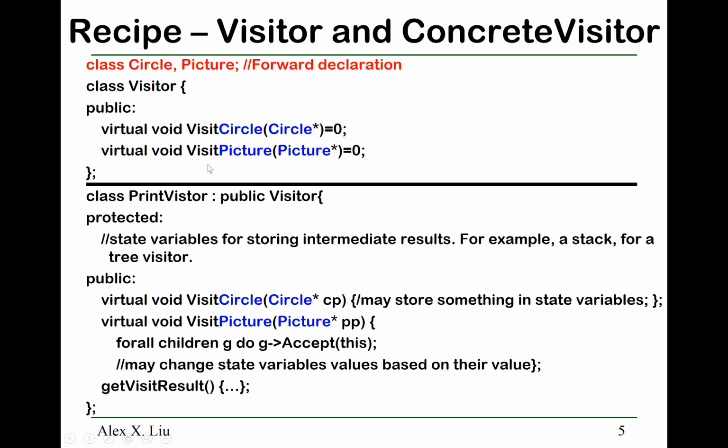So in this visitor class, we cannot simply say include circle.h and include picture.h. Instead, we say class circle, class picture. This is called forward declaration. We are basically telling the compiler, hold on, this is a circle class. Later you will know how it is defined. But to compile right now, you just need to know this is a circle class, and similarly, this is a picture class.